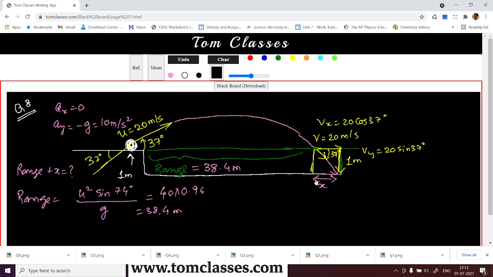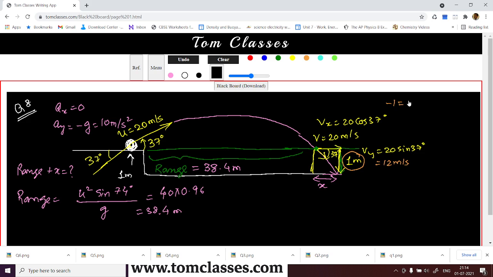Now we are interested in finding this distance. So for this distance, we are going to use this particular data: 1 meter vertical distance, right? What is the time it will take for 1 meter? First we have to calculate the time, and then use that time for calculating this distance. So let's calculate uy. What is 20 into sin 37 degree? This value is 12 meter per second.